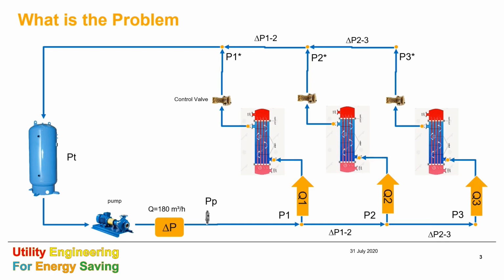This is a representation of the circuit. So here we have the pump. This is the overall flow. The delta P after the pump is unknown, as are the three flows which are feeding the three users, represented here by three heat exchangers. And downstream of each heat exchanger, we have also a control valve. We will see afterwards what's the reason for that. And then there is a closed loop, and there is a tank from which the pump is sucking the water.